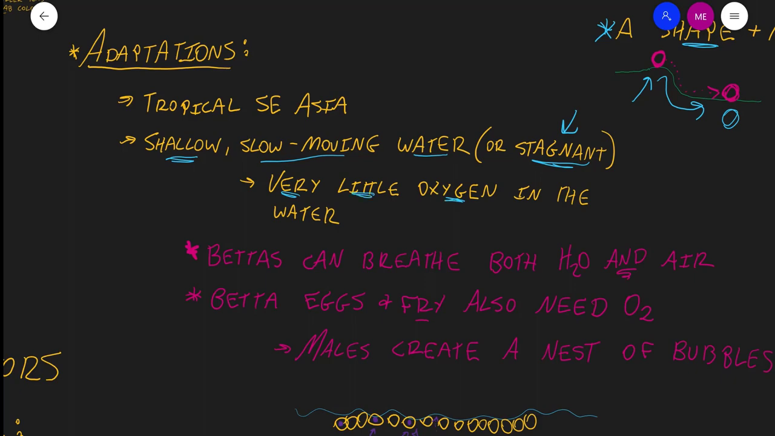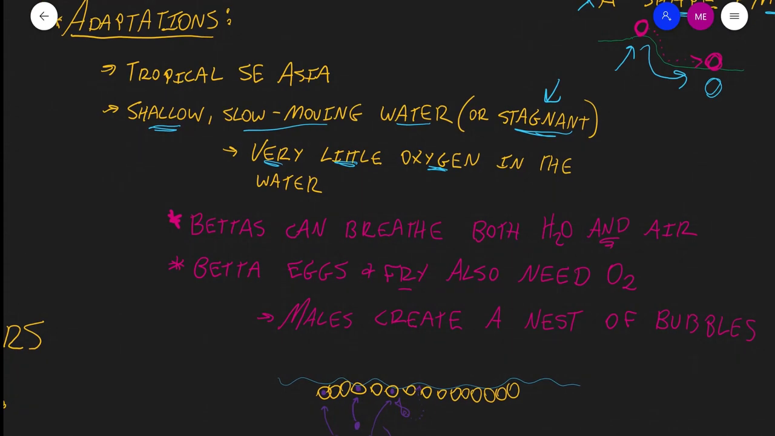Now, this is going to be problematic for fish that only get their oxygen through their gills from the surrounding water. But betas have a bit of an advantage here. They're able to breathe both water, as you'd expect, but also air. You might see, if you have a pet beta, that they occasionally come to the surface of their tank and take gulps of air. It's because they can pull oxygen out of the air just as easily as they can pull oxygen out of water.